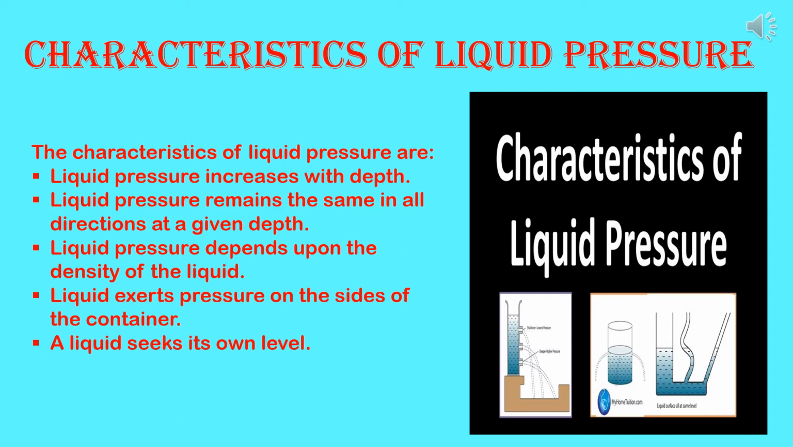Total pressure at a depth h below the liquid surface is equal to P plus h rho g, where P is the atmospheric pressure and rho is the density of the liquid. Average pressure on the side walls of a container having liquid of density rho up to a height h is 1/2 h rho g. And the last point, liquid pressure is a scalar quantity. Now see the diagram. A diagrammatic representation is there, showing the characteristics of liquid pressure.